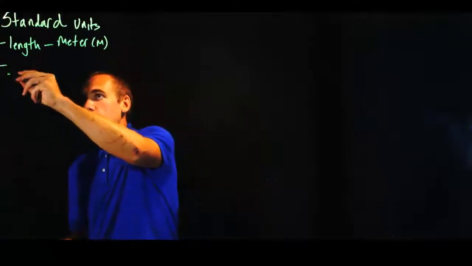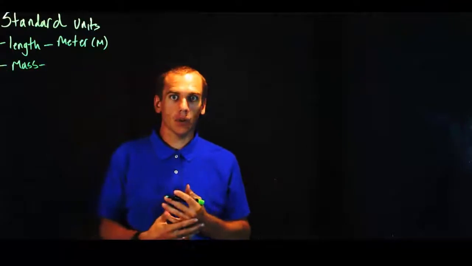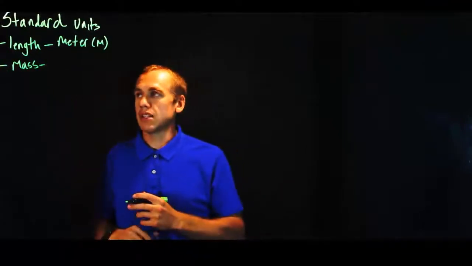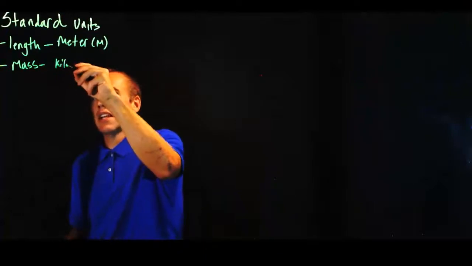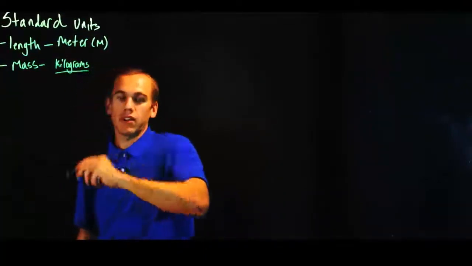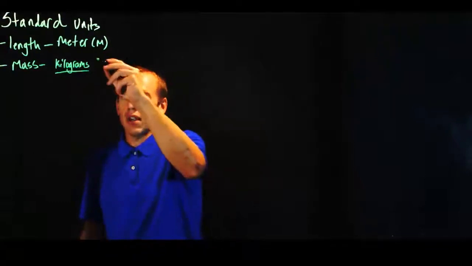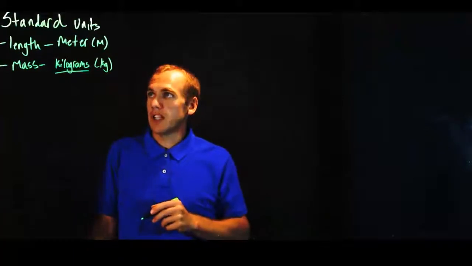Now, the other 2 units are mass. Remember, mass is the amount of matter in an object. Don't confuse it with weight. Mass tells me how much matter is present. This is measured in kilograms. Now, I know grams is the base unit, but we want everything in kilograms because grams are fairly small, and we're going to be dealing with things that are fairly large most of the time.